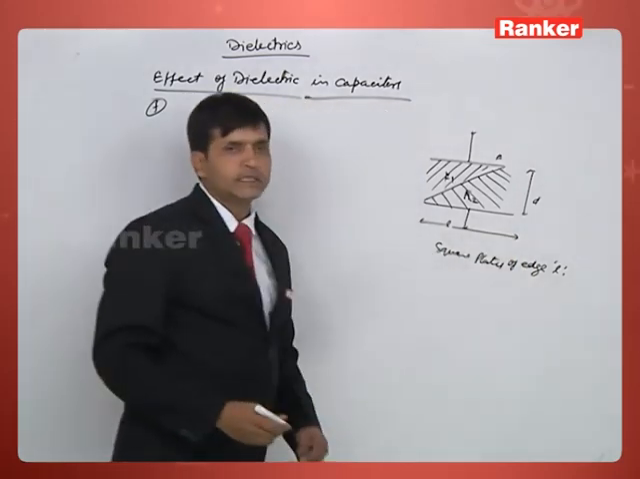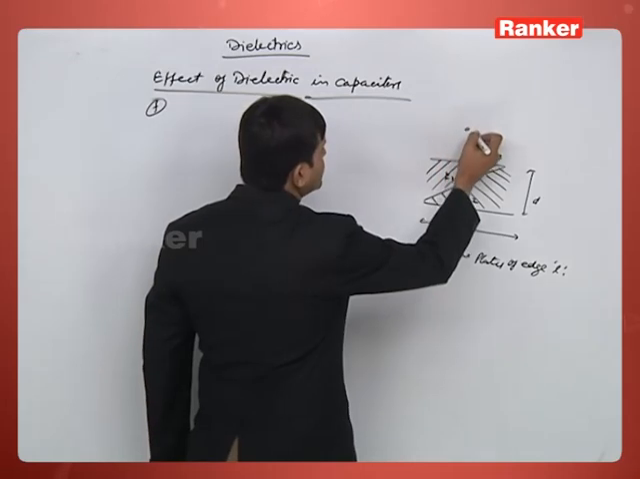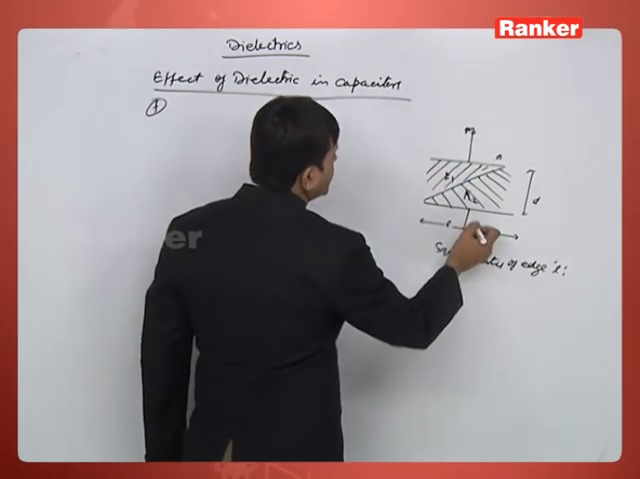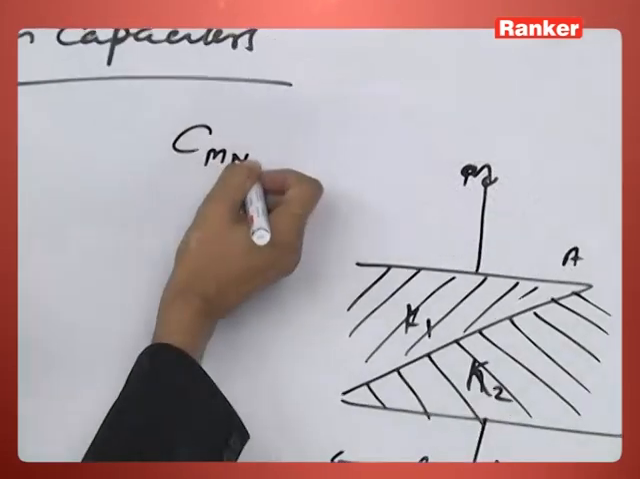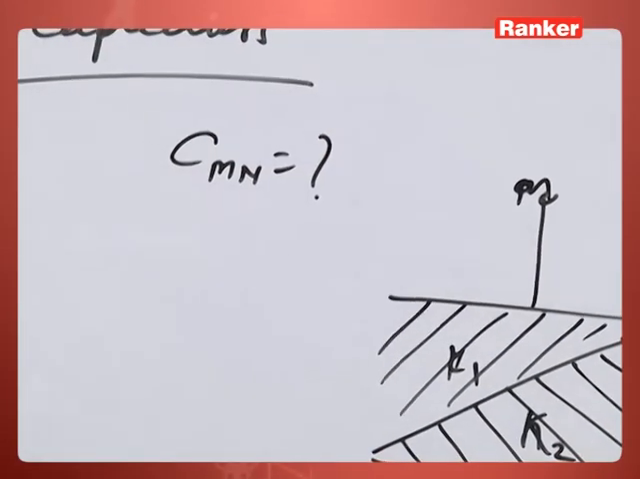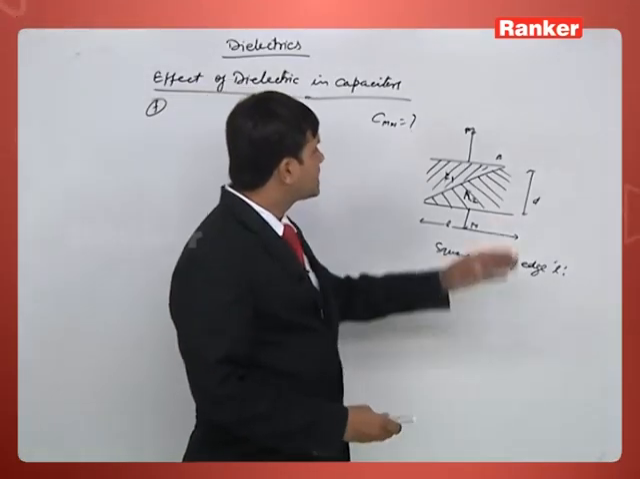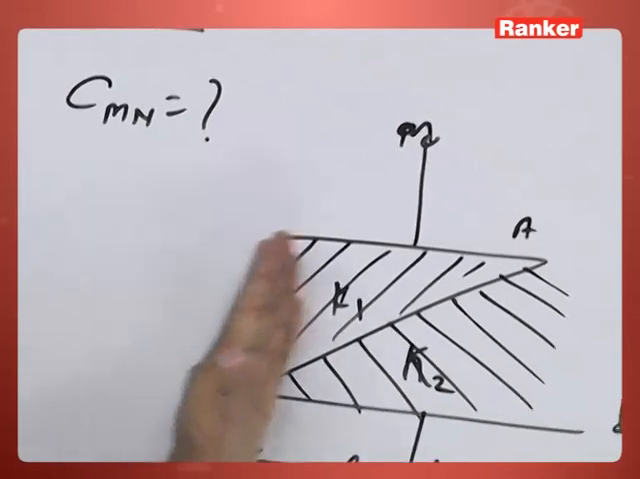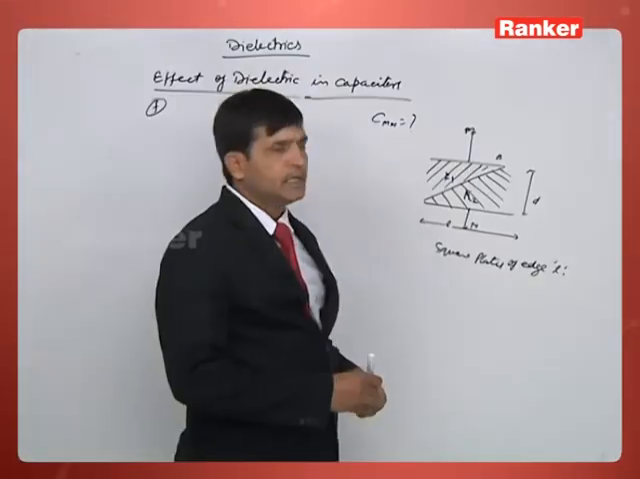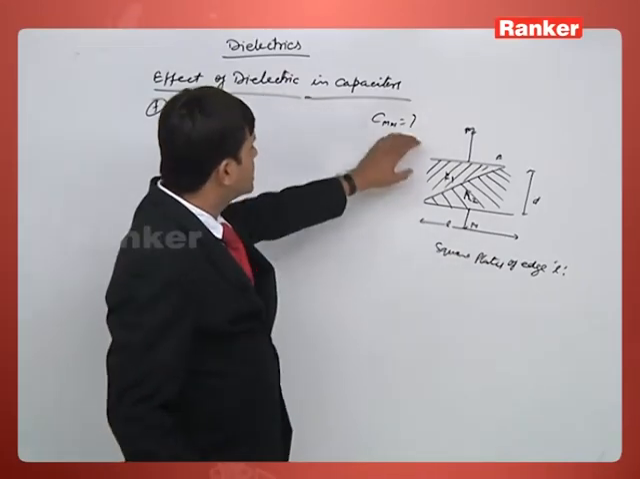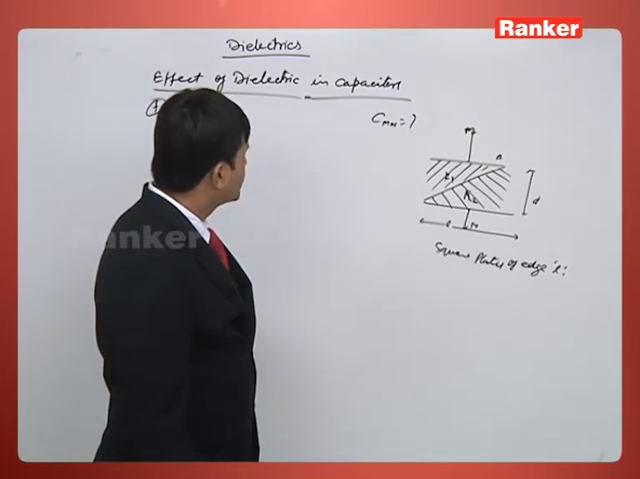Then how to calculate? So how to calculate equivalent capacitance between M and N points? Our aim is the calculation of equivalent capacitance between M and N. Here the thickness of the dielectric slab from one end of the plate to the other end continuously varies. If that thickness continuously varies, then how to solve such problems?